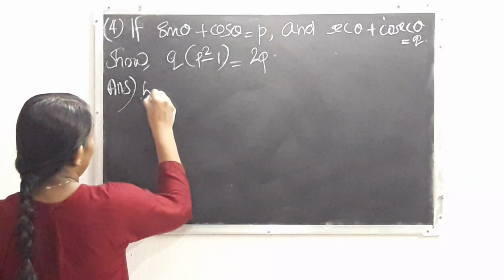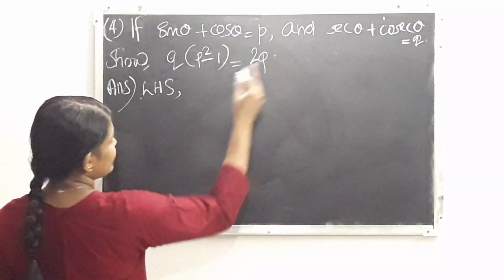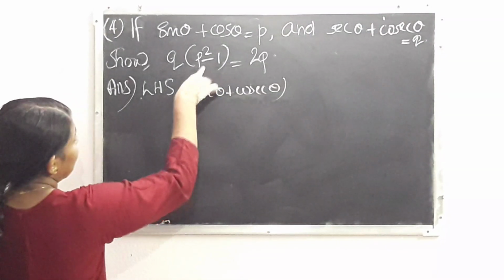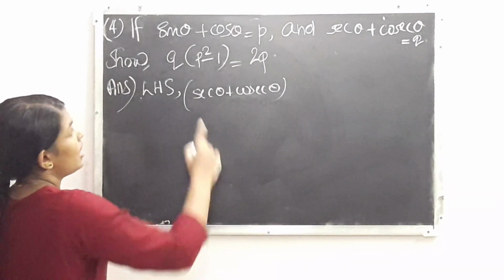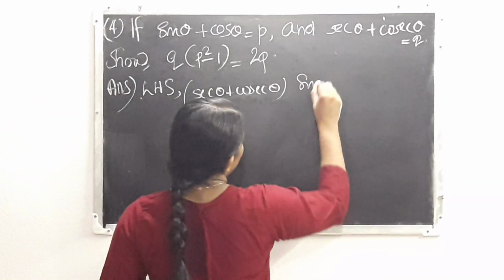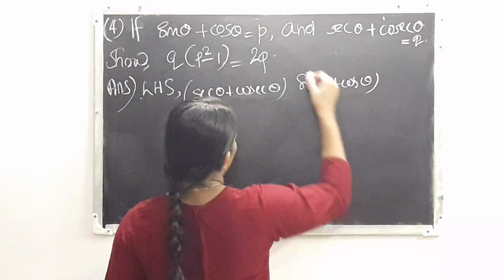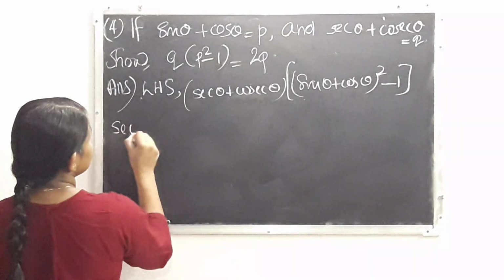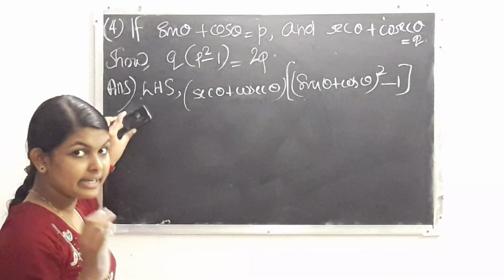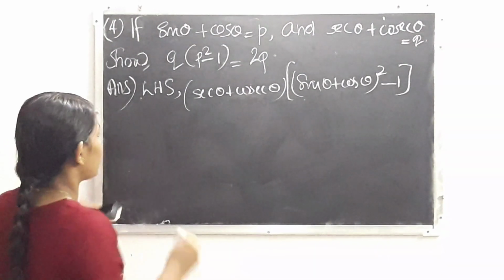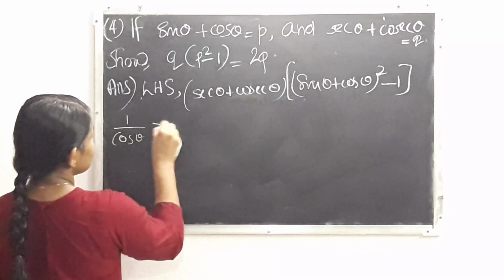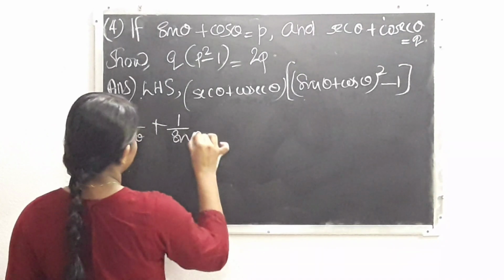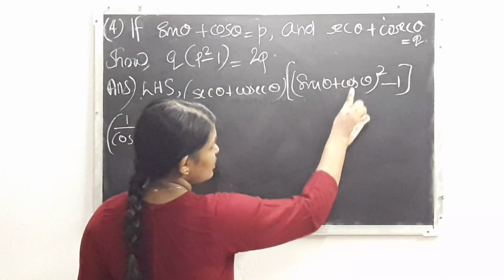So first of all, we can consider the left hand side. Q will be equal to sec theta plus cosec theta, into P square minus 1, and P is given as sin theta plus cos theta. So P square can be written as sin theta plus cos theta the whole square, minus 1. Sec theta can be written as what? Sec theta will be equal to 1 by cos theta, and cosec theta will be equal to 1 by sin theta.